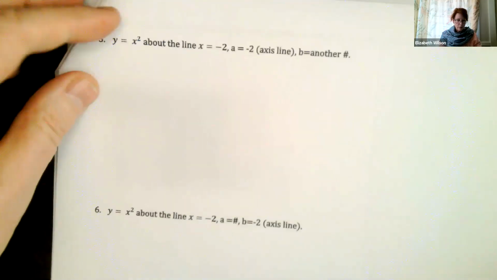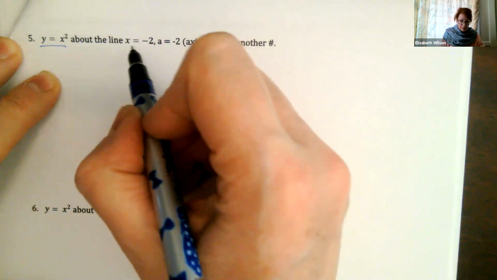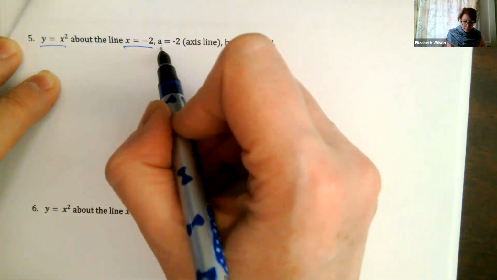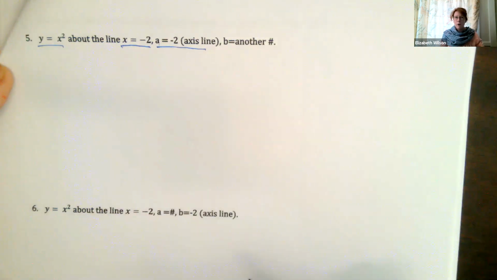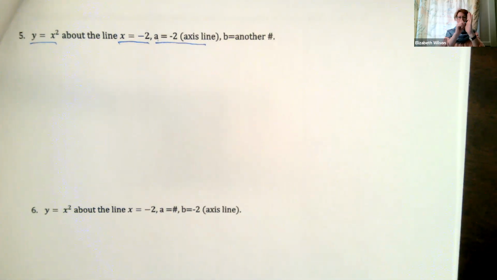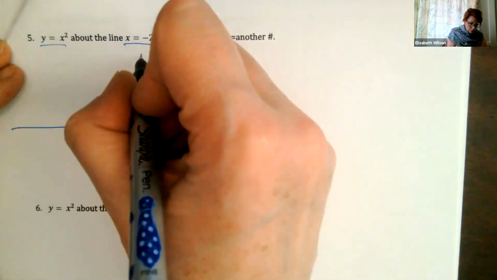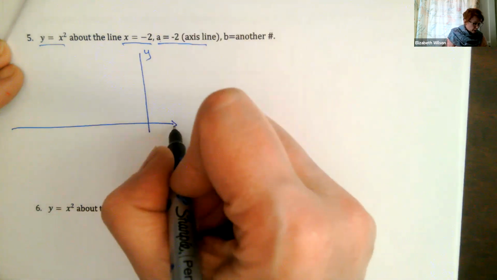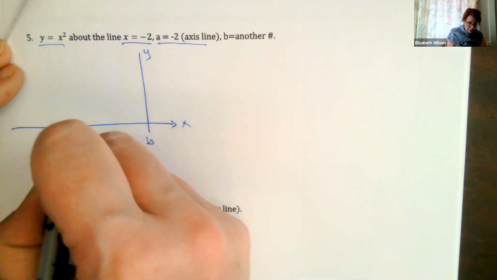So two more, and then we'll move on. So question number 5, this is example 5. We're going to go about the line x equals minus 2. Our A is our axis line and B is some other number. Remember, A and B before were not our axis line. We were looking at A and B over here, but our axis line was here. So I had to calculate out that distance plus our radius. So let's go ahead and draw this out too. Here's our y-axis, here's our x-axis, here's our B, say for example, here's our A, this is our axis line.